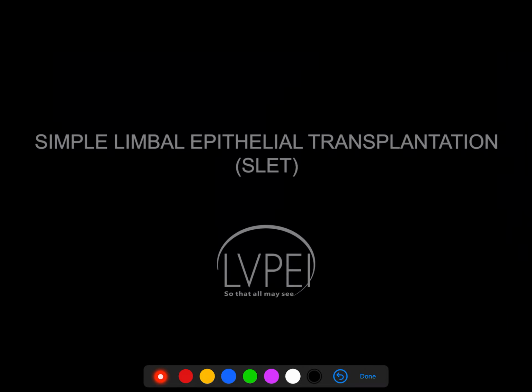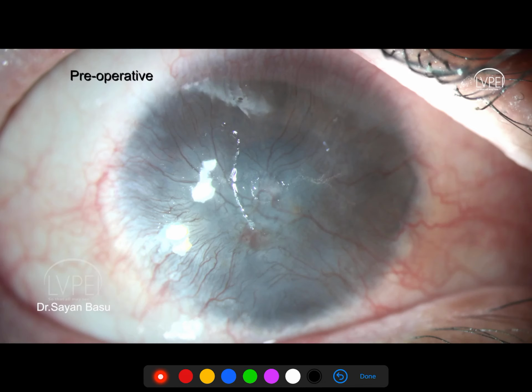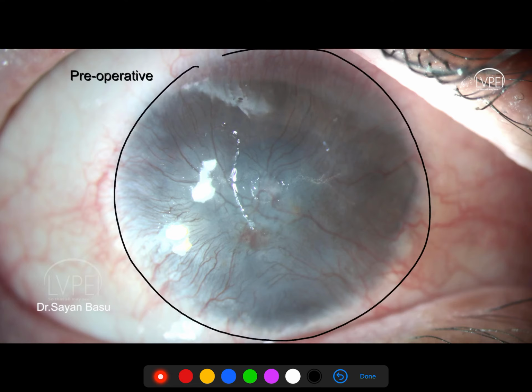So we always start SLET by first performing the limbal biopsy, and before I go to the limbal biopsy proper, I would also like to make a few points about case selection. Now this is very important. The photograph that you see here is a perfect case for SLET. Why? Because you have a patient who has total limbal stem cell deficiency, and you have a pannus that has grown completely over the cornea.